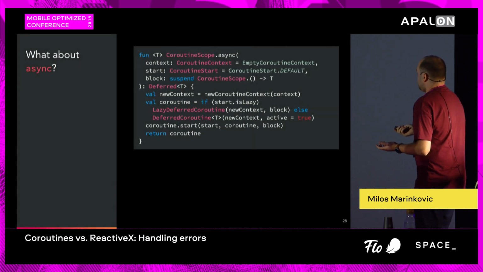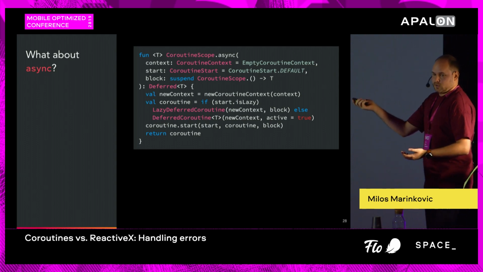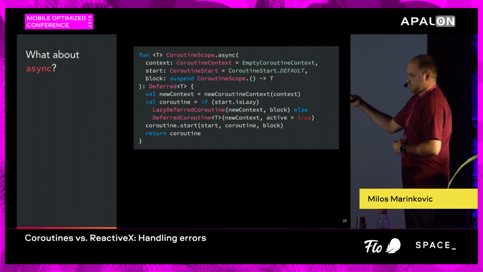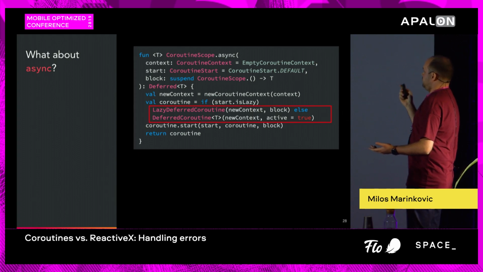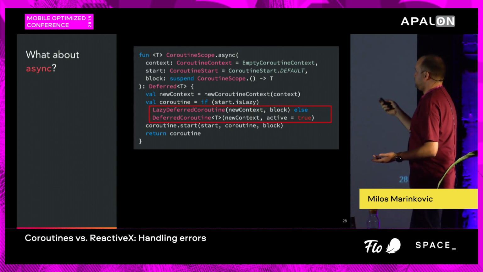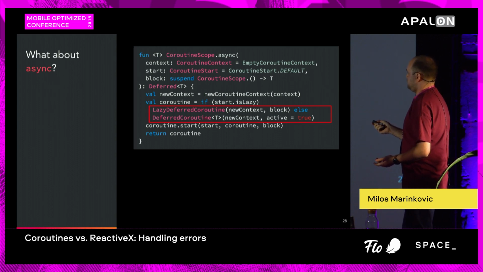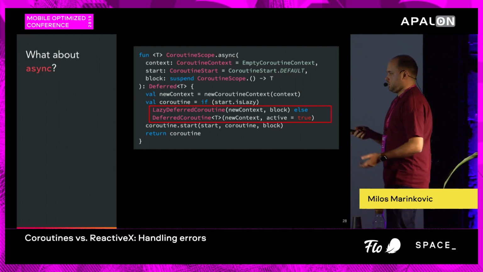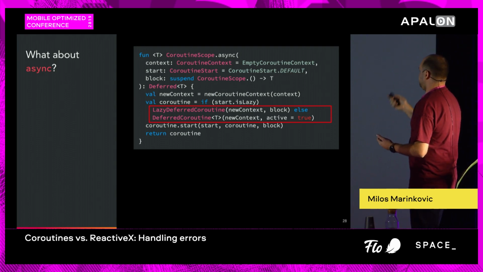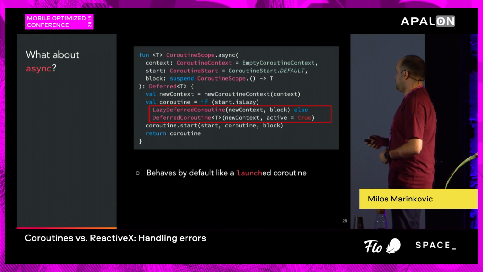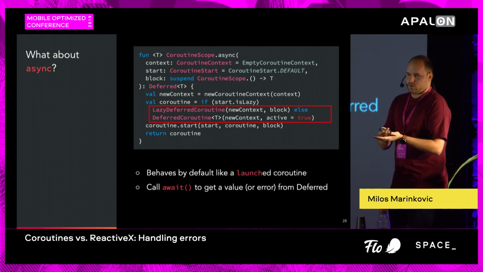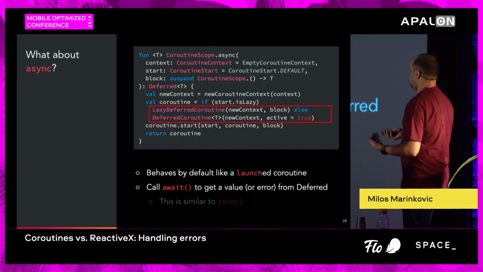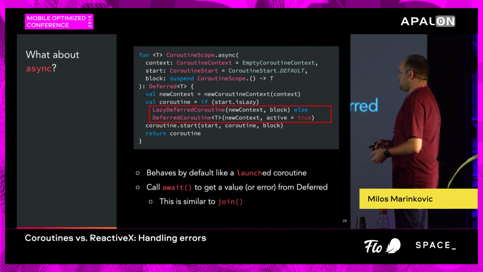So what about async? Async was also going to the default exception handler, meaning that if there was no exception handler, it would crash. Basically, it's almost the same kind of code. The main difference is you get a deferred coroutine instead of a launch coroutine. So the same thing happens. You call await to get this value, and this is when you'll block. It's kind of similar to join.